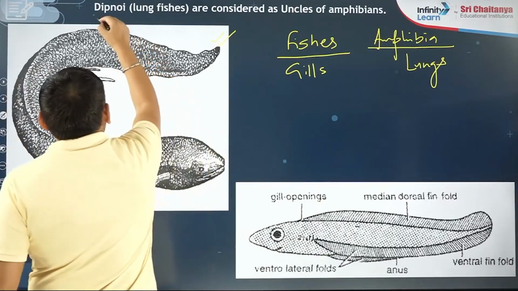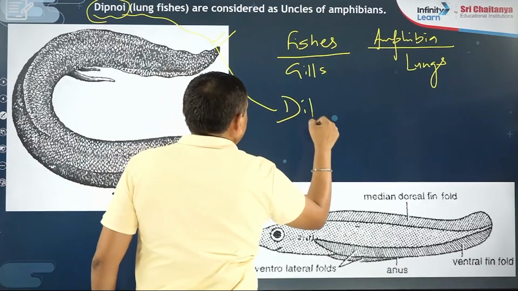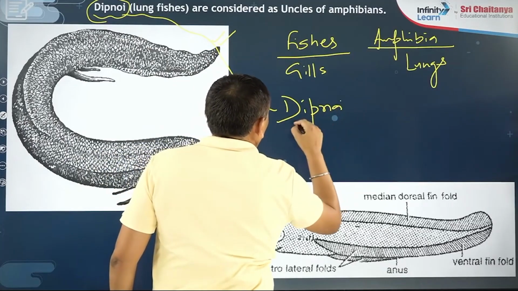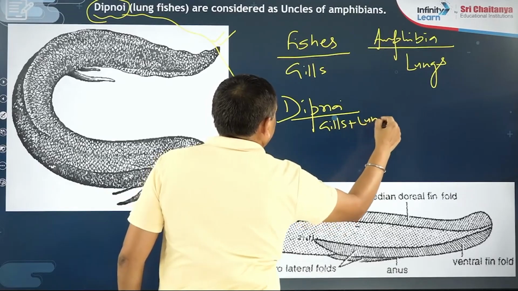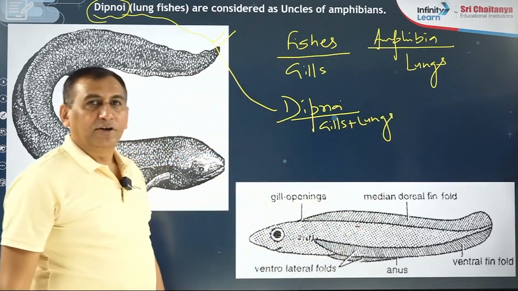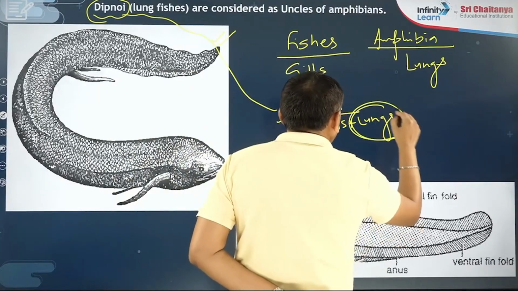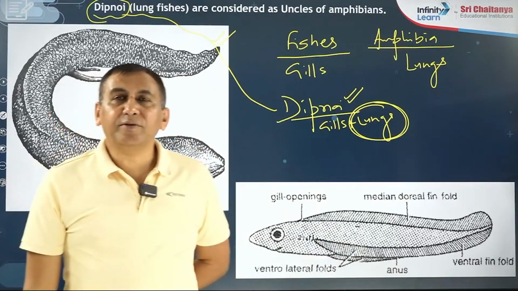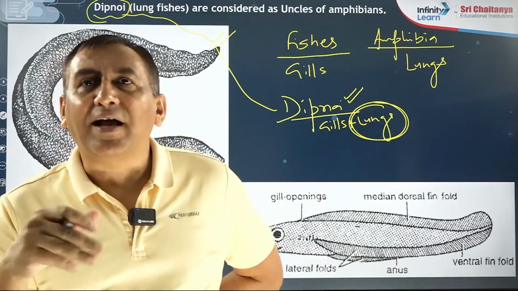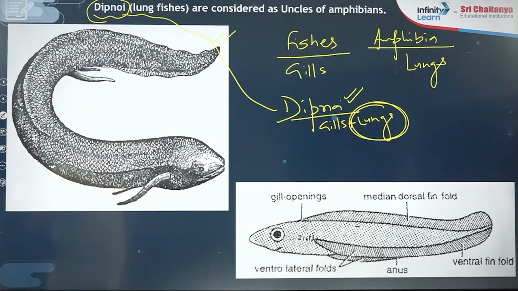But there is a group of Pisces known as the dipnoi, those that have gills plus lungs both. That is why the development of lungs first takes place in dipnoi. That is why it is considered that amphibians developed from Pisces, and why dipnoids are considered the uncles of amphibia.